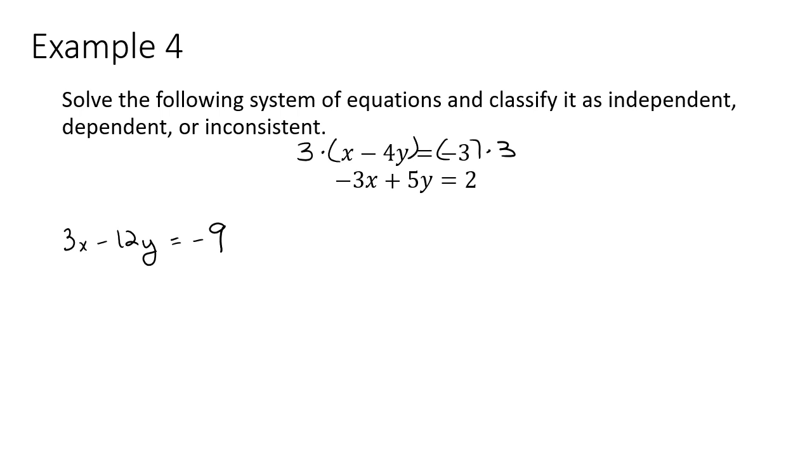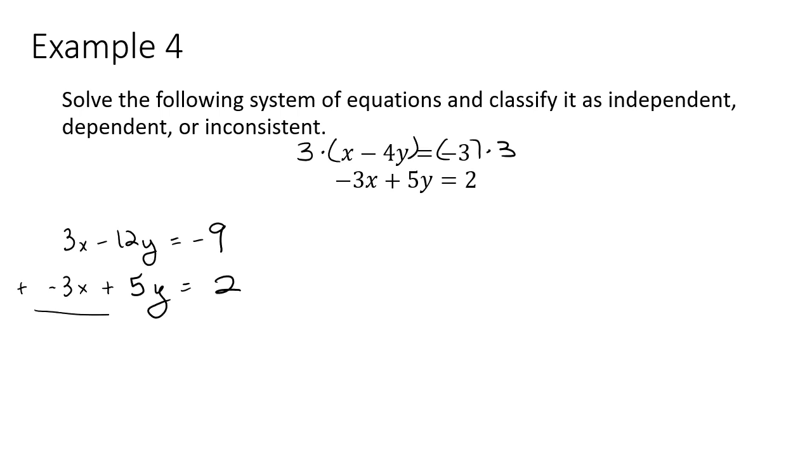And our bottom equation is still the same. Negative 3x plus 5y is equal to 2. Now we're going to add these two equations together. This doesn't change the solution to the system because what you're doing is technically adding two equal things to each side of an equation. So it does preserve balance.